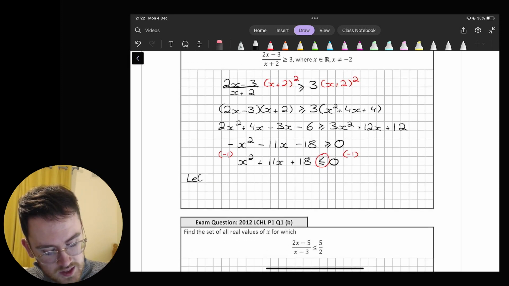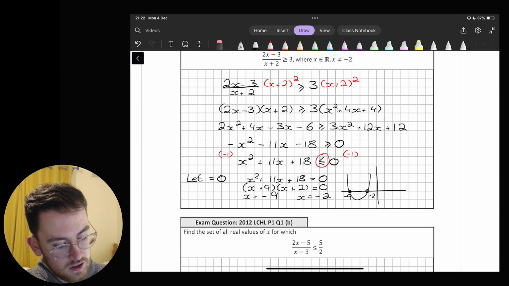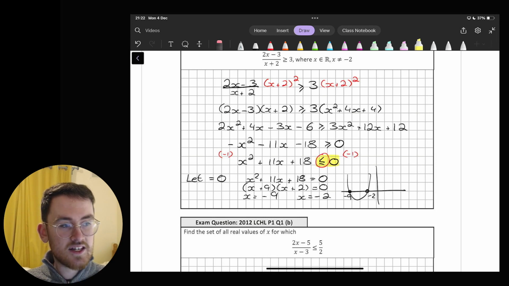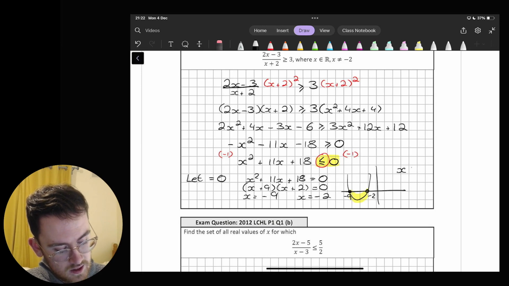Now I'm solving as a quadratic, so I let it equal 0 to find the two roots. So two numbers that will multiply to give me 18, but add to give me 11. That's going to be 9 and 2. So my two roots are minus 9 and minus 2. And again, I can sketch my graph as normal. So minus 2 here, minus 9 here. Looking at my inequality, I'm looking for less than or equal to 0. So I'm going to be using the section below the x-axis there. So that's the values between minus 2 and minus 9.